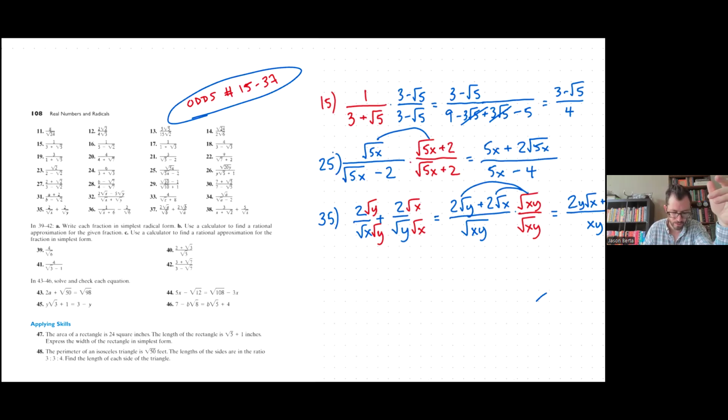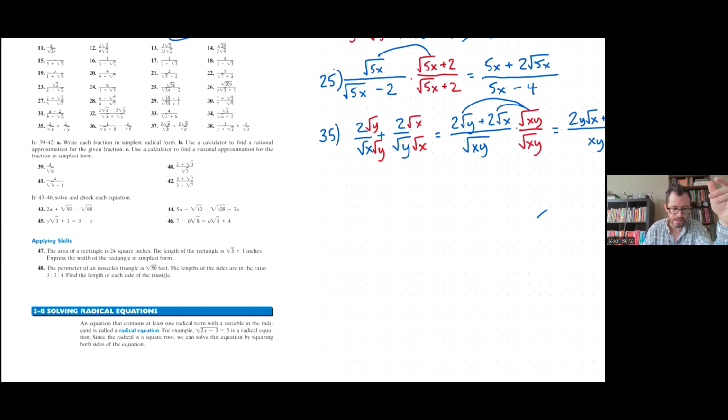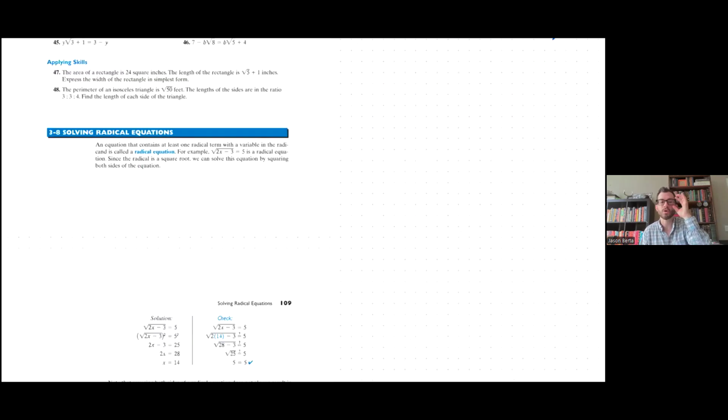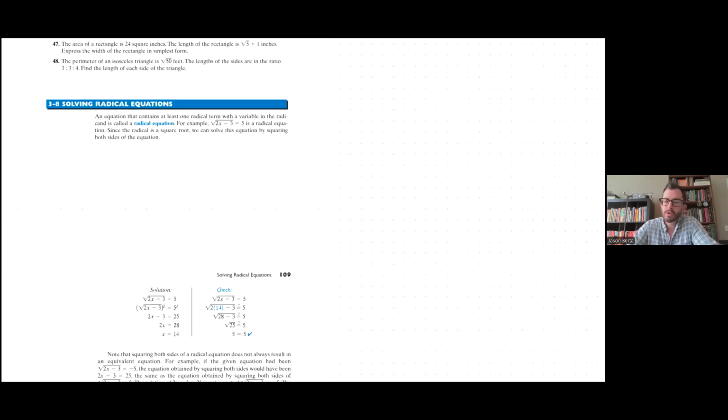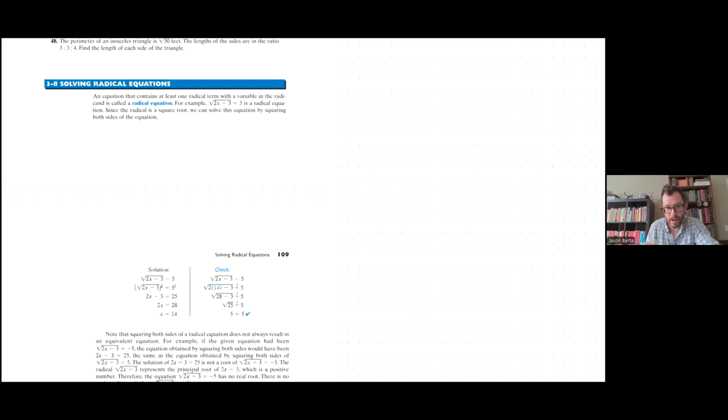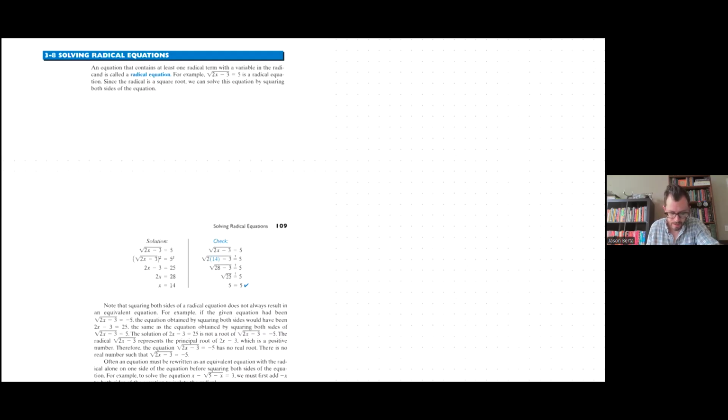There is one more section we're going to do today, and that's solving radical equations. When you see the word solve an equation, that means we are looking for the value that, when I plug it into the variable, makes that equation true. The only difference with these equations now is there's a radical somewhere in the equation. Let's do this simple example together.